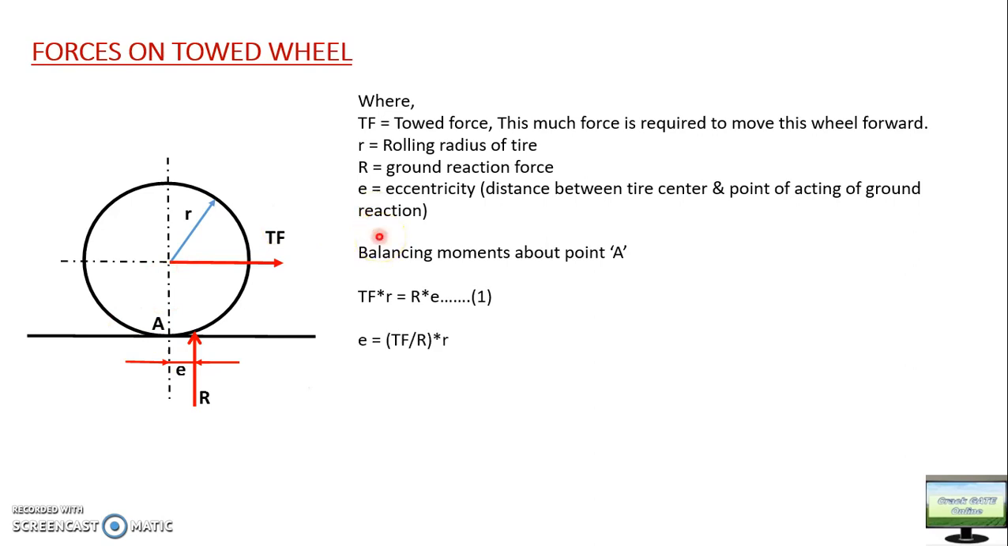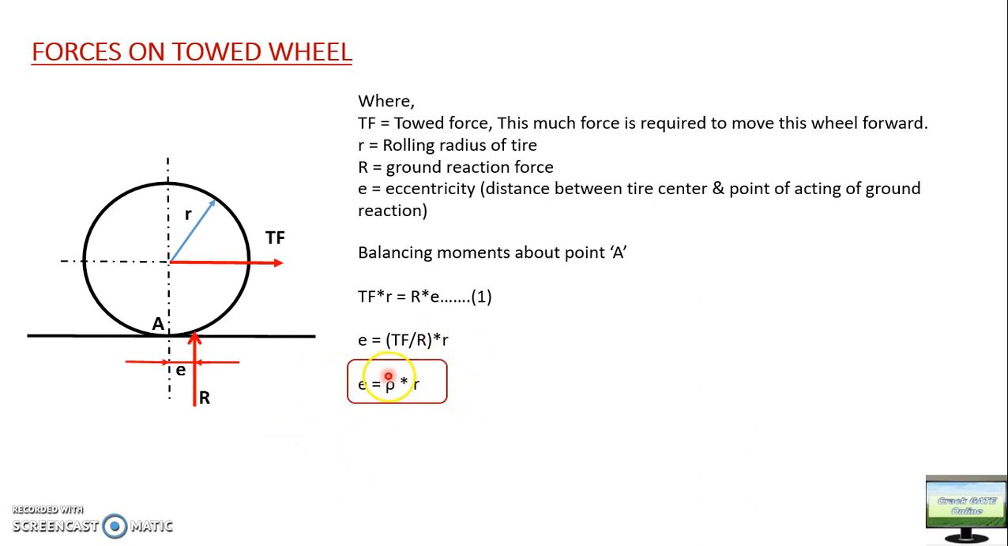Basically, from this equation, E will be TF by R into small r. And this TF by R is what? Basically, this is your rolling resistance ratio or motion resistance ratio. As I have told you earlier, this eccentricity will be a multiplication of rolling radius and motion resistance ratio. Remember my motion resistance ratio video. If you don't remember, then go back and watch that video again. So E will be rho into r.